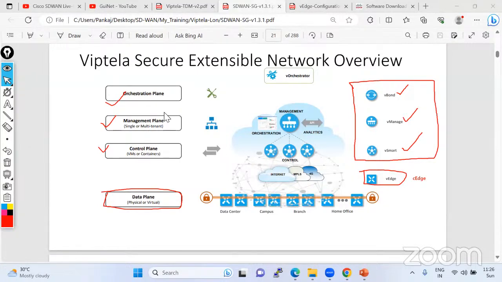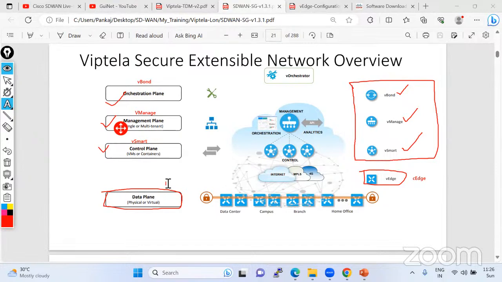Your orchestration plane is going to be dealt with by the vBond. So vBond is the device that stays on the orchestration plane, and it is very powerful. Your management plane is vManage. Your control plane is the vSmart. The data plane is the edge routers.